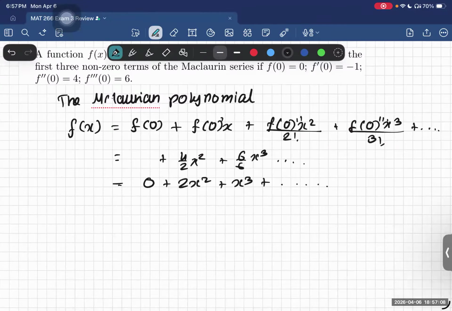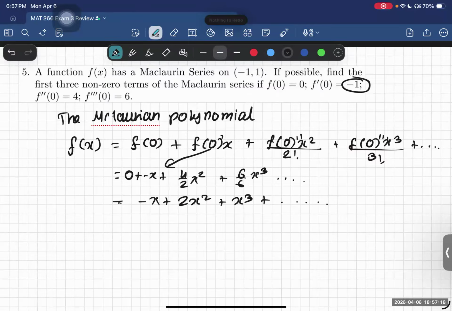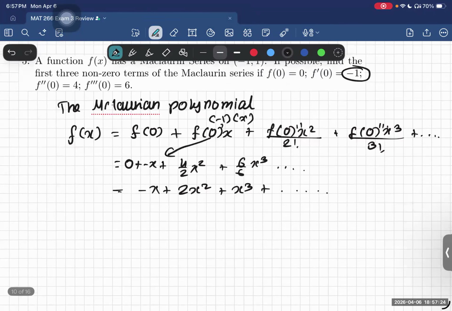There is again 0 plus -x. So -x. Okay. Oh, this was this term right here because f dash of 0 is -1. So -1 times x is giving us -x. All right. Okay. So any questions for this one?